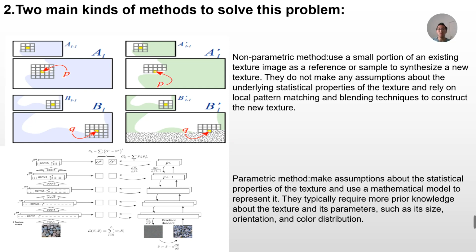The first kind of method is the non-parametric method, and this kind of method uses a small portion of an existing texture image as a reference or sample to synthesize a new texture, and they do not make any assumptions about the underlying statistical properties of the texture and rely on local pattern matching and blending techniques to construct the new texture. And as for the parametric method, this kind of method makes assumptions about the statistical properties of the texture and uses a mathematical model to represent it. They typically require more prior knowledge about the texture and its parameters, such as size, orientation, and color distribution.